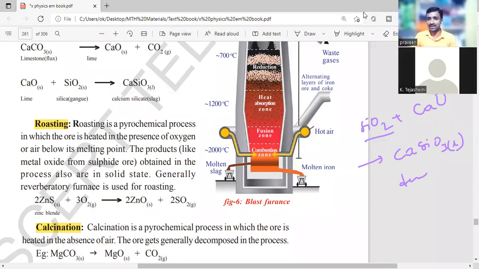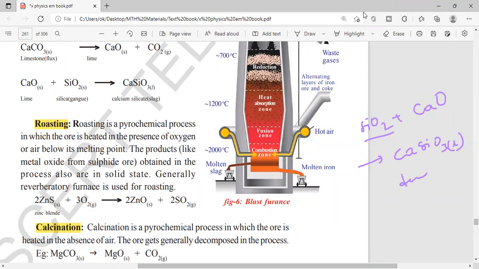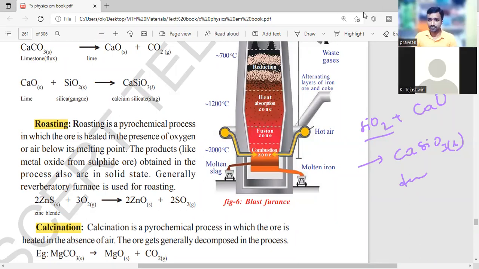Got some clarity? Vikrant, Sricharan, Abhinay. Got an idea about smelting?